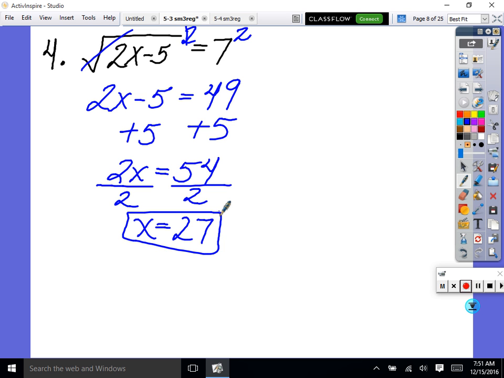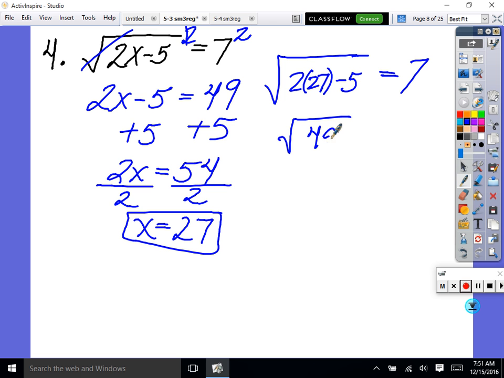Watch me check it. Square root of 2 times 27 minus 5, all under the radical, equals 7. So somebody calculate what's 2 times 27 minus 5. Okay, so we have the square root of 49 equals 7. 7 equals 7. So it does work. So pretty easy, right, guys?